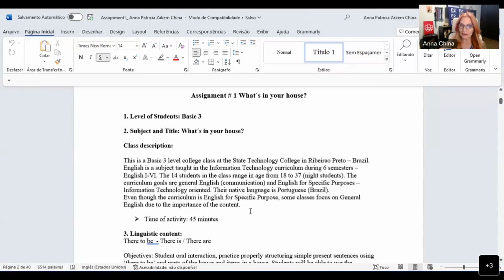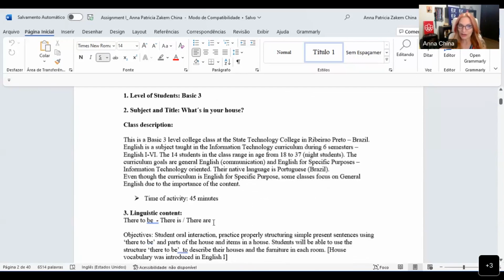Even though the curriculum is English for specific purposes, some classes focus on general English due to the importance of the content, such as there is and there are. Once again, the mother tongue plays a very important role when defining some topics that have to be included in the curriculum. There isn't this structure in their native language, there is and there are. So that's why I prepared a special class, and it is part of most foreign language teaching books.